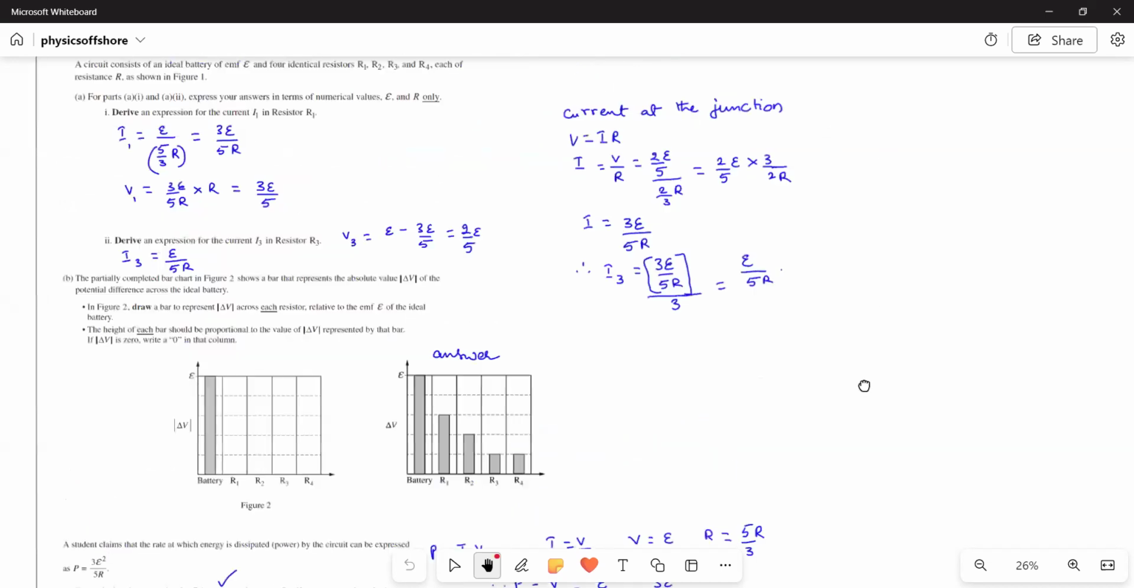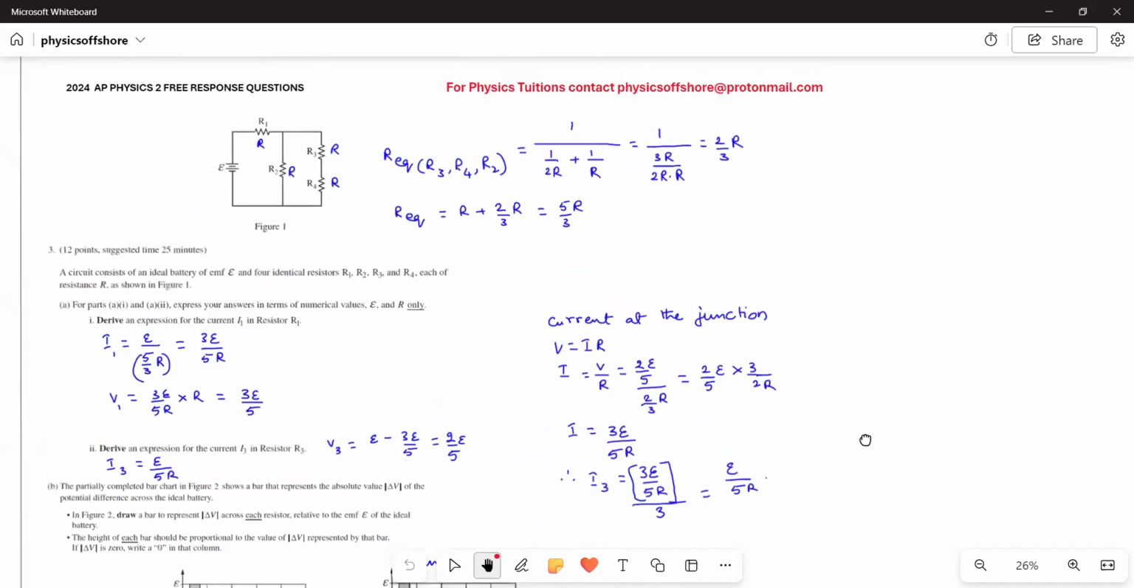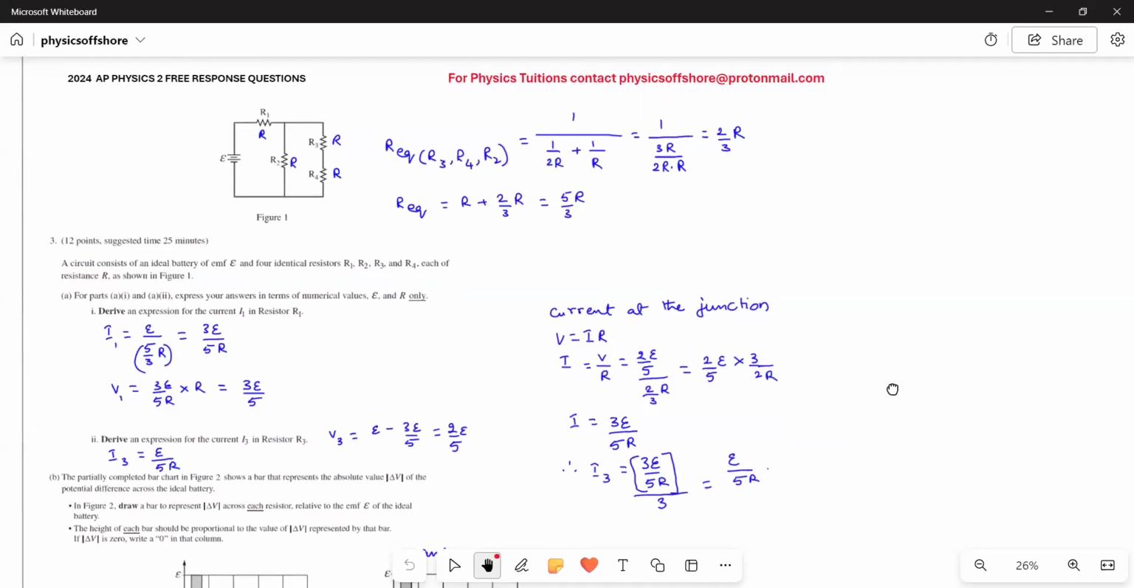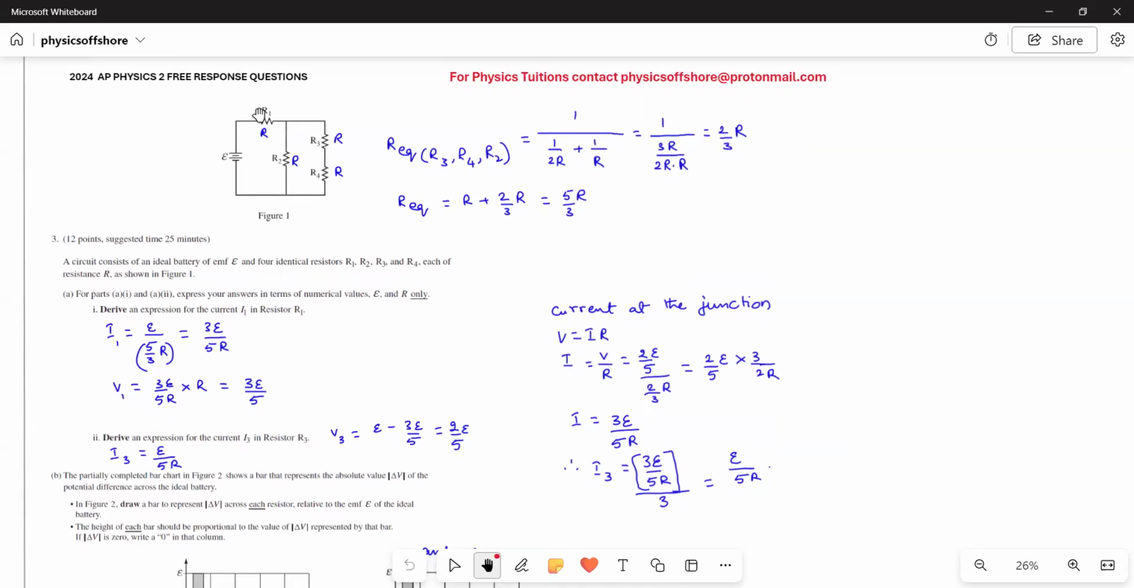This question is based on Ohm's law. Now let us try to solve this question. This is a combination circuit. Why am I saying that it is a combination circuit? The resistances are connected in series and parallel with the supply voltage.